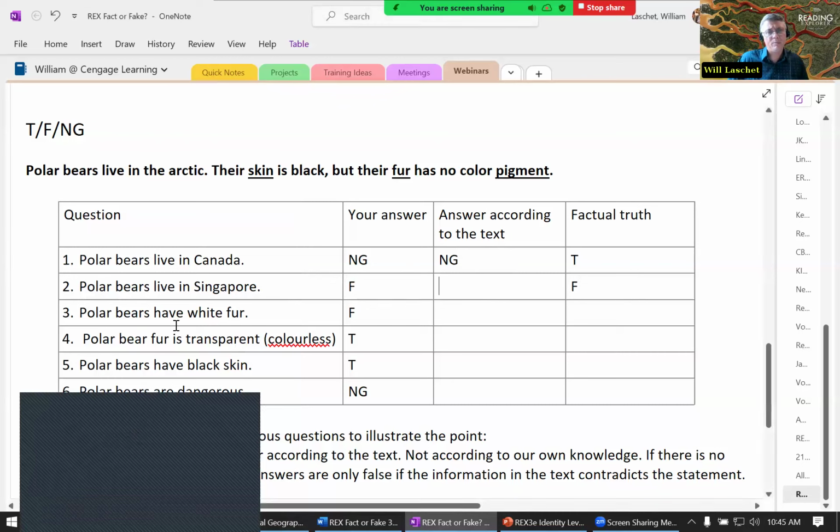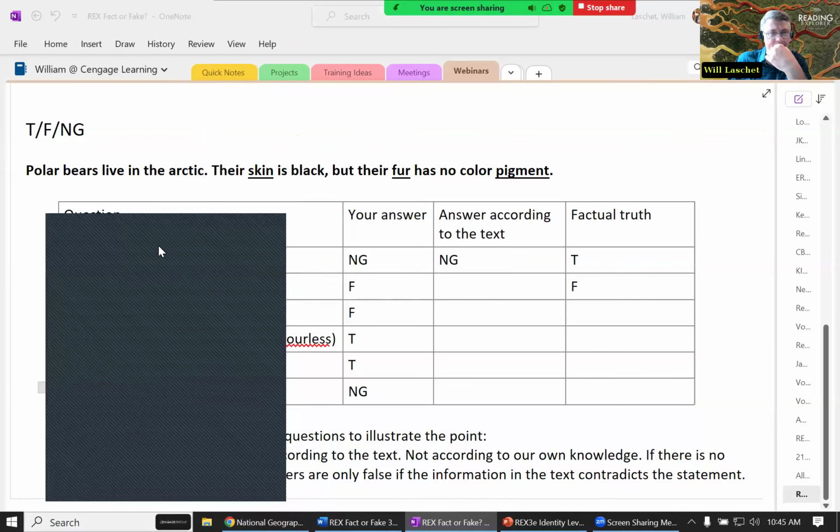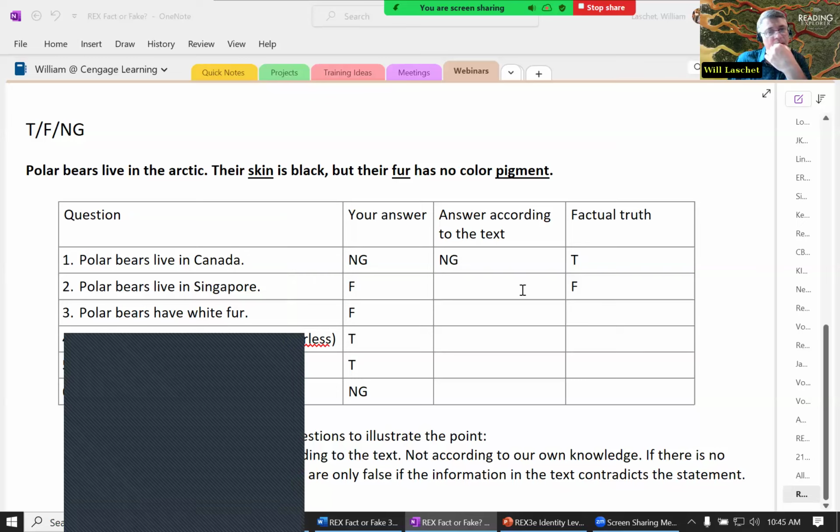Now this time, what do we think? Polar bears live in Singapore. Parts of Canada are in the Arctic, but not all of the Arctic is in Canada. Now, is Singapore in the Arctic? Singapore is not in the Arctic, right? So we know it's false, but it doesn't specifically say.